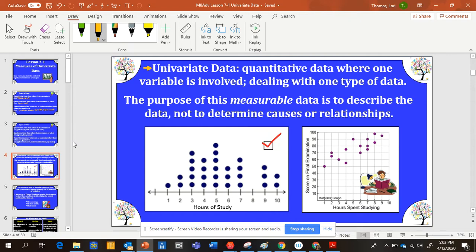So this dot plot represents the number of hours of study that different individuals have when they're studying for some test. So this is univariate data. It's just dealing with hours of study, nothing else. This scatter plot is not univariate data. It represents bivariate data, which we'll get into at the end of this unit. And you can see it involves 2 variables, how many hours you spend studying and the score that you get on your final exam. So there's a relationship going on here. But univariate is not dealing with causes or relationships.